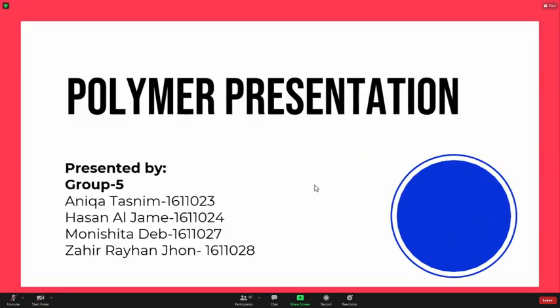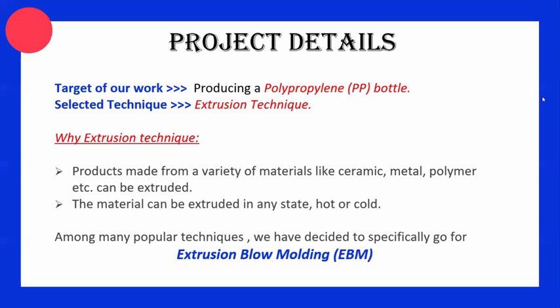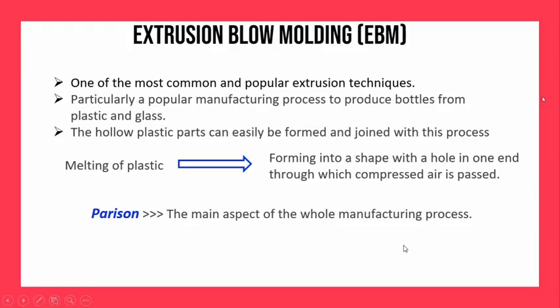Assalamu alaikum everyone, my name is Hassan Al Jami, role 24, and I'll be starting the presentation on behalf of group 5. So the target of our work was to produce a polypropylene bottle, and we decided the technique for this is the extrusion technique. So why the extrusion technique? Because products made from a variety of materials like ceramic, metal, polymer can be easily extruded, and the material can be extruded in any state, hot or cold. So among many popular techniques that are used, we decided specifically to go for the extrusion blow molding process.